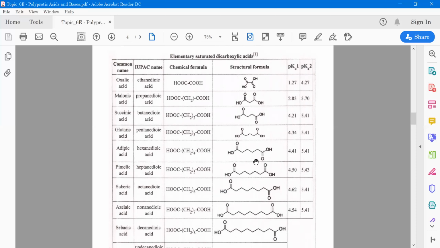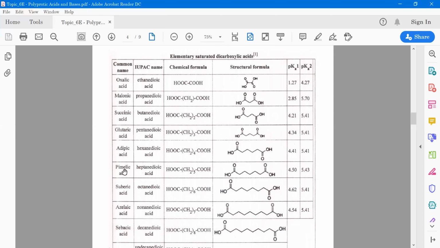However, essentially no practicing chemist refers to them by these names except for very formal purposes. They're all referred to by their common names, which have been known for many more years: oxalic, malonic, succinic, glutaric, adipic, which is used to make nylon, pimelic, suberic, azelaic, and sebacic acid.